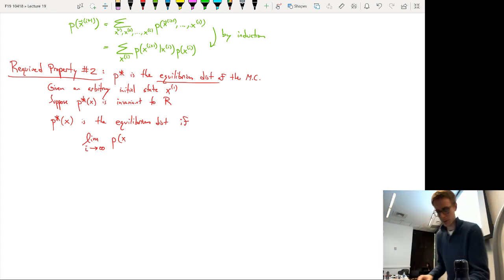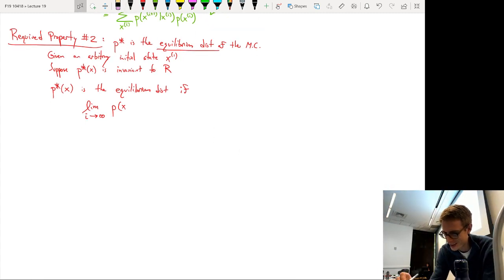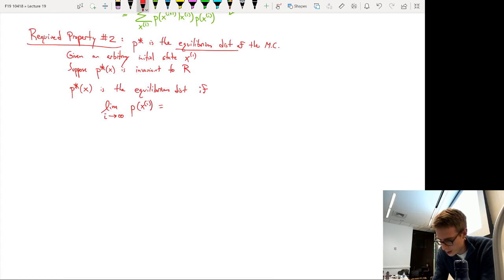Okay, so we'll just jump over here and we'll just pretend that all of the things that I wrote didn't actually ever make it. So the key thing that is not showing up for some reason is that the limit of this marginal distribution is equal to P star of x.